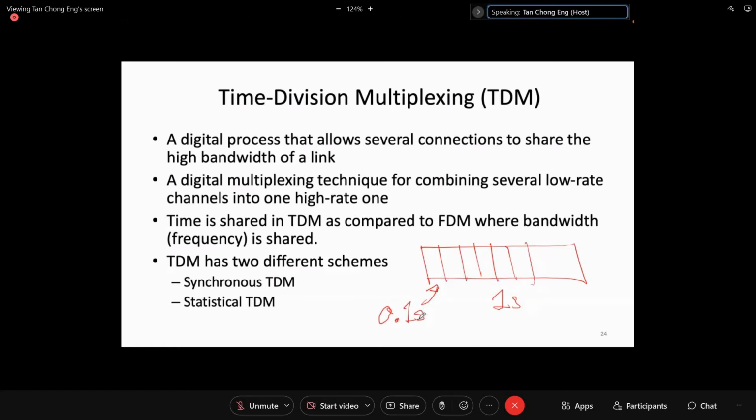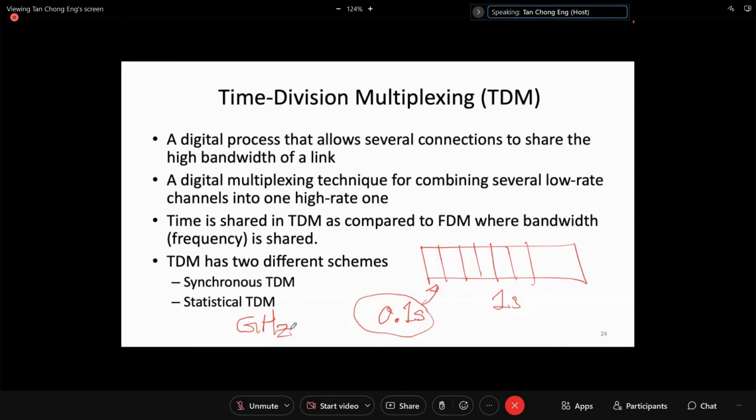The whole good idea is that this time, to a computer, to a CPU running at gigahertz, is very, very fast. When the CPU runs so fast, 0.1 second to it is a lot of time. So it can do a lot of things inside such a short period of time.